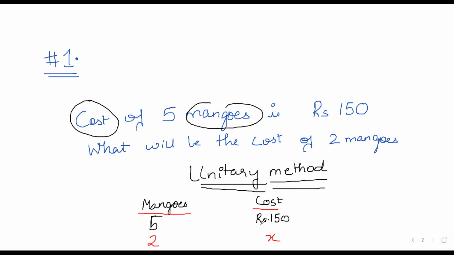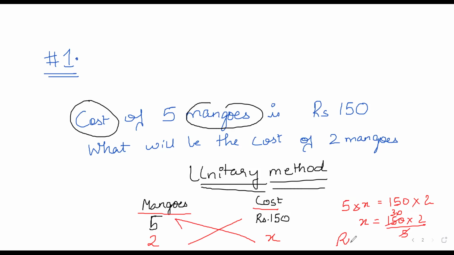So now in your head, what you just need to simply do is just cross multiply. So here 5 times X is equal to 150 times 2. So X comes out to be 150 into 2 divided by 5, 30. This gives you rupees 60 as your answer. This is what you have to do in the entire stoichiometry. You have to apply this one method called the unitary method.